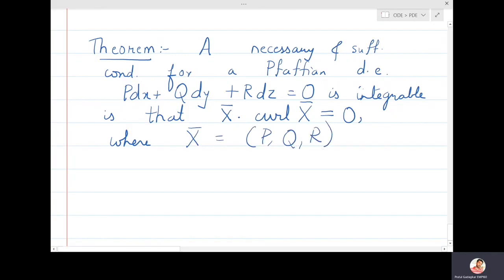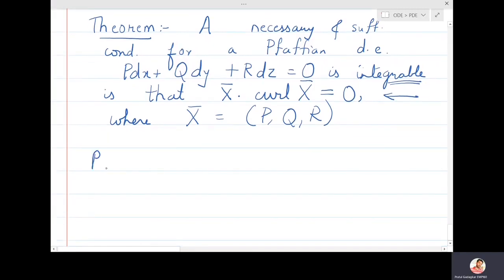Okay, so this theorem is very important in this section. It says that when is a Pfaffian differential equation in three variables integrable, when will you be able to find the integrating factor? The condition is that you will be able to find the integrating factor if x bar dot curl x bar turns out to be zero. To prove this theorem, we are going to use the above mentioned two theorems, lemma, whatever we have mentioned just before. Okay, so let us prove it now.